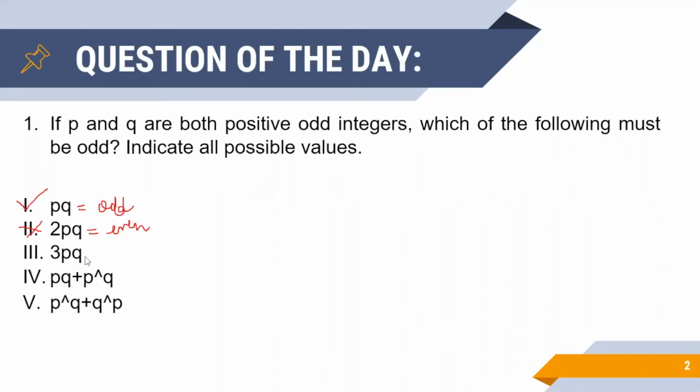Next, 3PQ implies multiplication of 3, which is an odd number, with PQ, which is already an odd number, and hence it must be an odd number as well. Thus, option 3 is always odd as well.